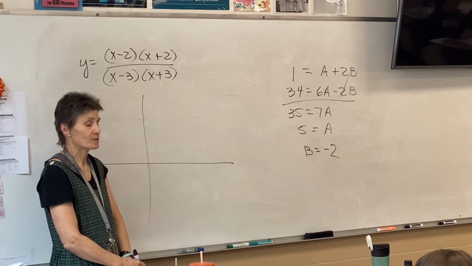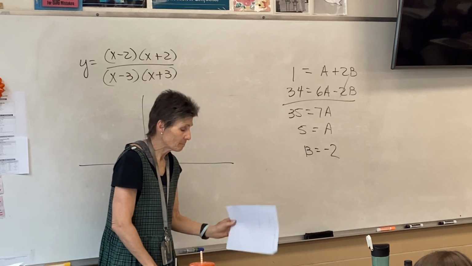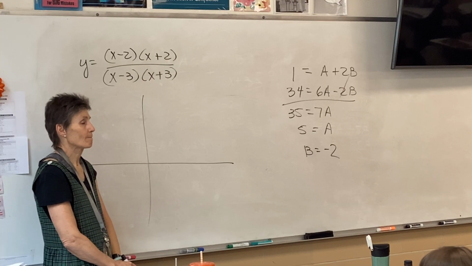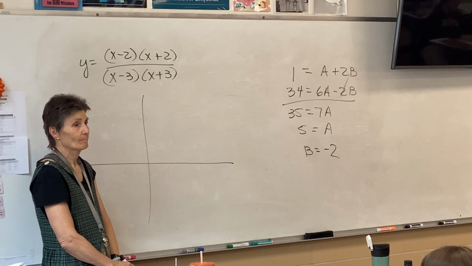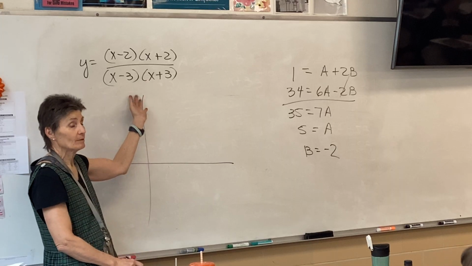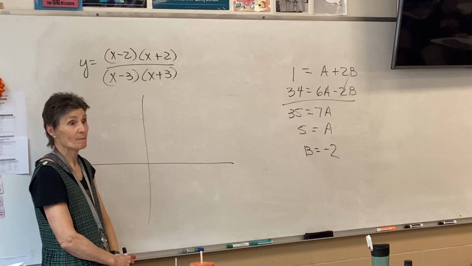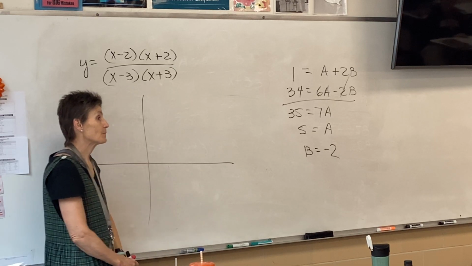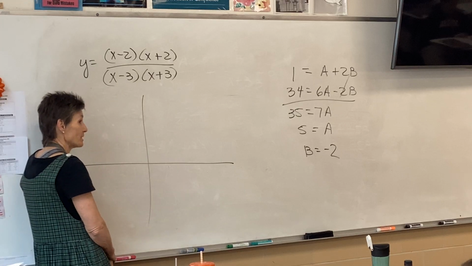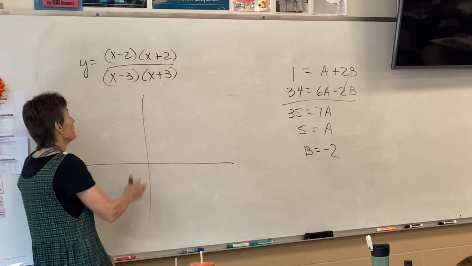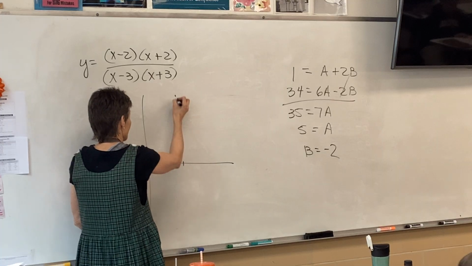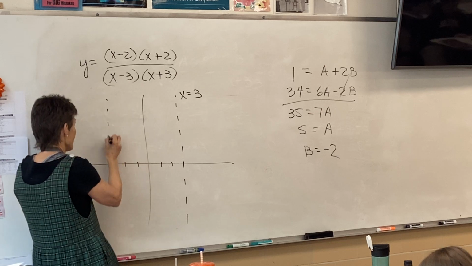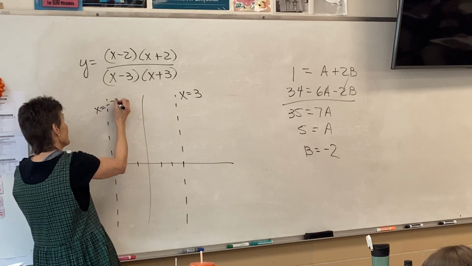Alright, I'm back in my notes from 3a. So tell me what you do have here. I don't have any holes because nothing canceled out. So what do I have? I have vertical asymptotes at positive 3 and x equals negative 3. Those are my vertical asymptotes.